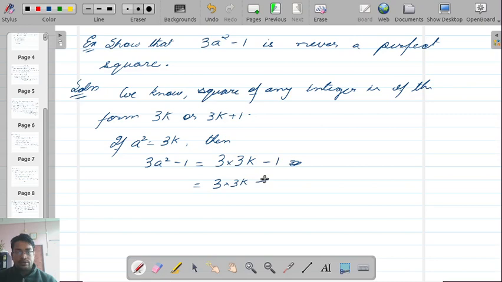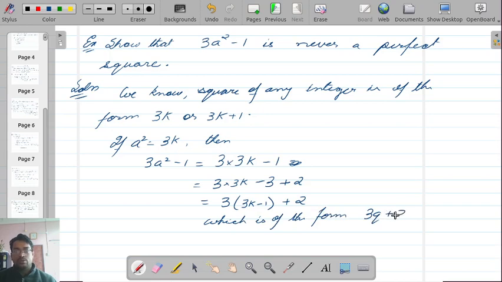Can I write it in a different way? I can write it as minus 3 plus 2. Okay. So I can take 3 common. So it's of the type 3 into 3k minus 1 plus 2. Okay. So which is of the form, say 3q plus 2. Okay. And so a number of the form 3q plus 2 cannot be a perfect square, because perfect square has to be of the form 3q or 3q plus 1 only. Okay. And so it is not a perfect square.